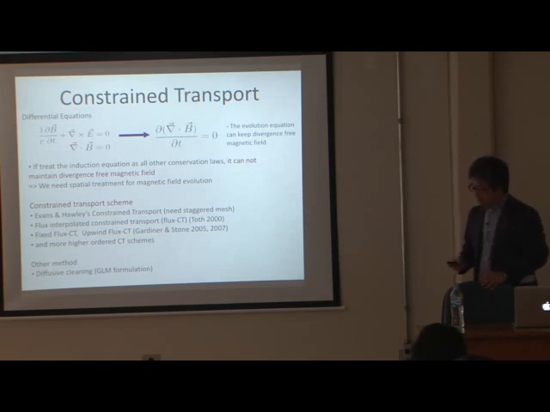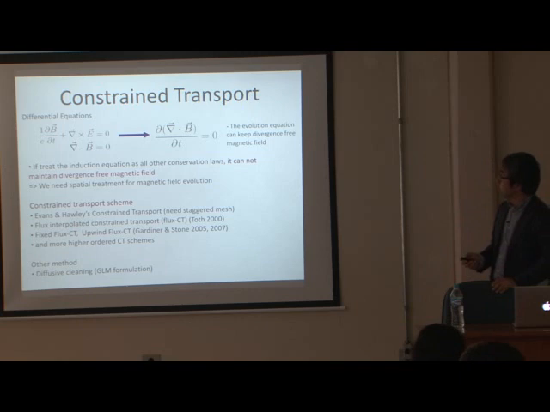Recently, we have been thinking more carefully about how to handle the divergence B problem numerically. The induction equation is a differential equation coupled with divergence B, where the time derivative of divergence B equals 0, so the evolution of this equation can keep the magnetic field divergence free. If we treat the induction equation like all other conserved equations, it cannot maintain a divergence-free magnetic field numerically. So we need special treatment for the magnetic field evolution, separate from the hydrodynamic quantities. Now we have several techniques to consider.